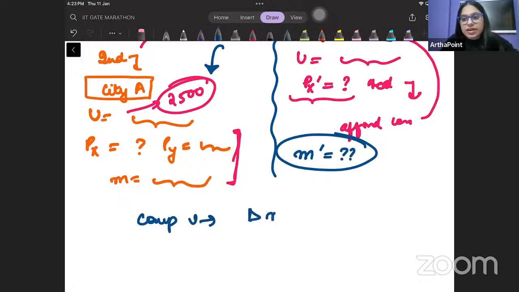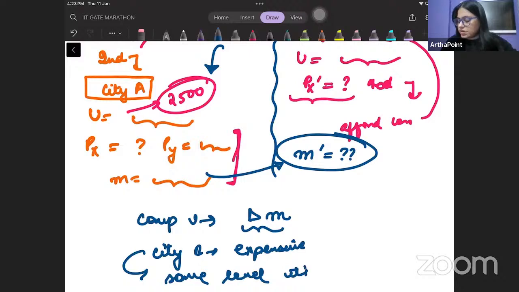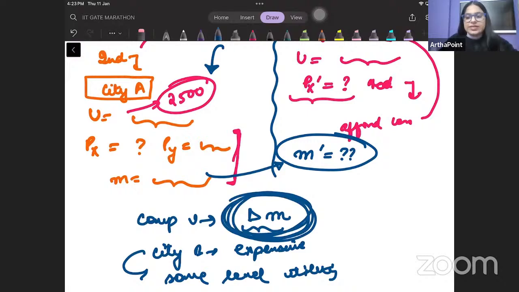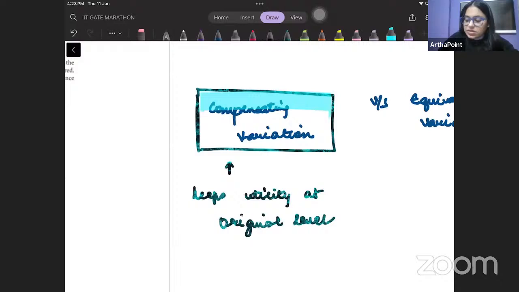The extra income that this person will get, जो उसको extra पैसा मिला, the extra income he will get. Why will he get extra income? Because city B is expensive and he wants the same level of utility. उसको same utility चाहिए जो पहले मिल रही थी. The extra compensation he will get, that is called as compensating variation. Am I clear with this? I have given a numerical on this concept using the same example.